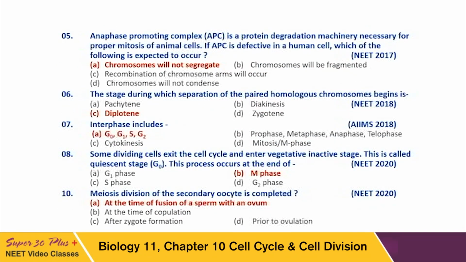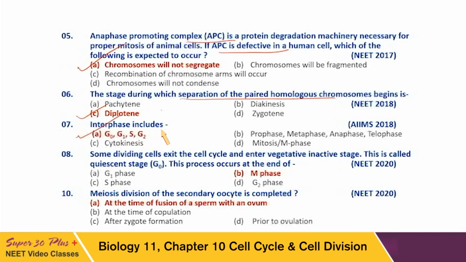And see the last one, the anaphase promoting complex. Yes, a protein degradation machinery. If APC is defective, not formed, then what will happen? Because the anaphase promoting complex will not be formed, the chromosomes will not segregate. During which stage does separation of the paired chromosomes occur? That will be in diplotene, because the synaptonemal complex will dissolve.